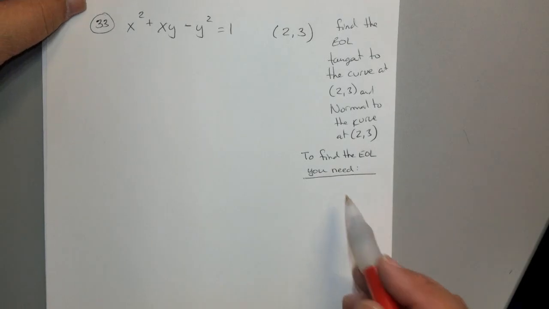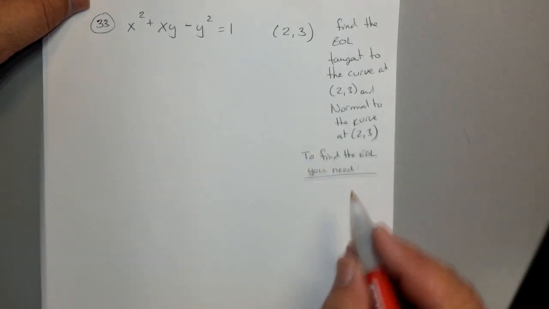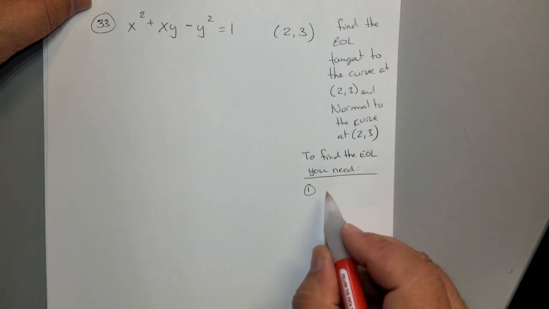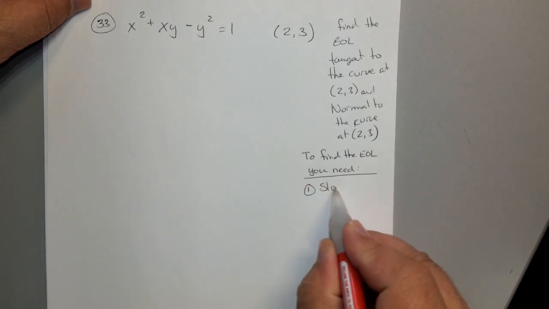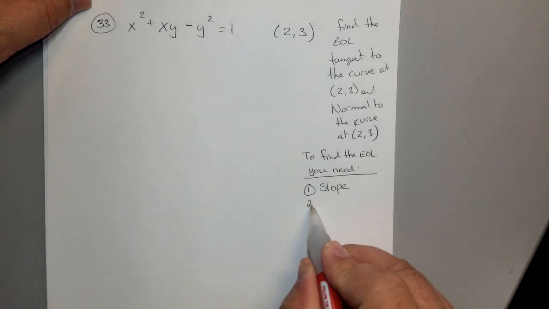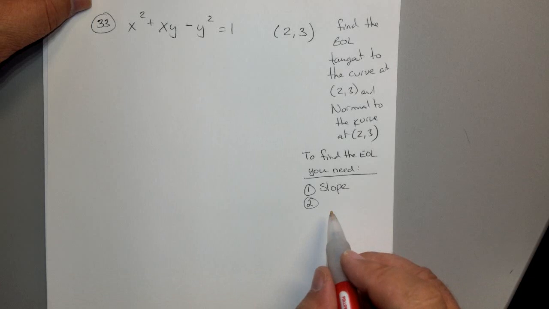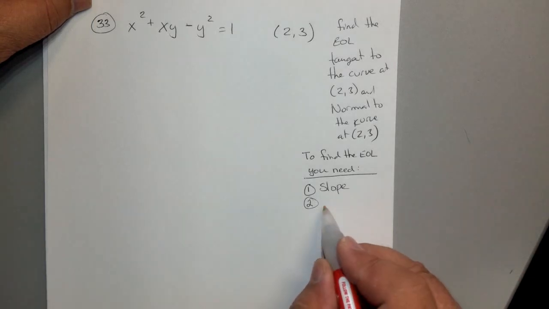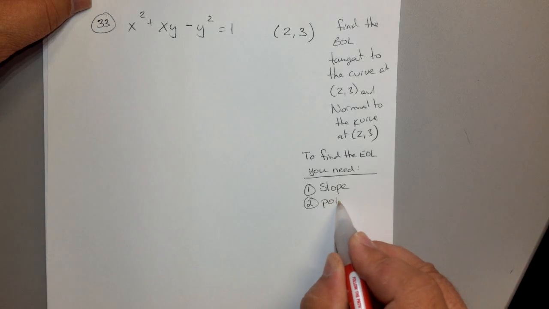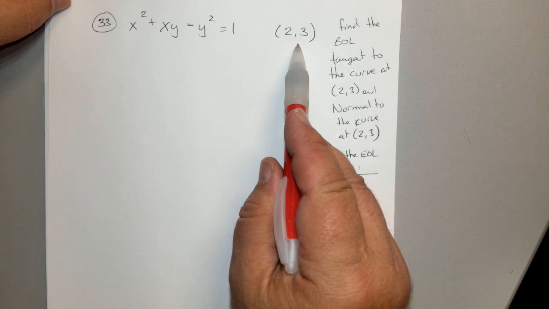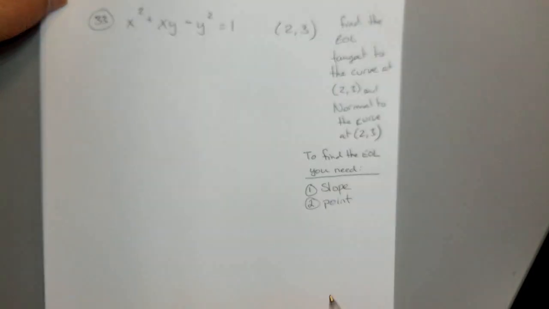Find the equation of a line. What do you need? Slope. What else? Basic necessities to find the equation of a line: you need to have a slope and a point. We have a point. We just have to find the slope. How do we find the slope?